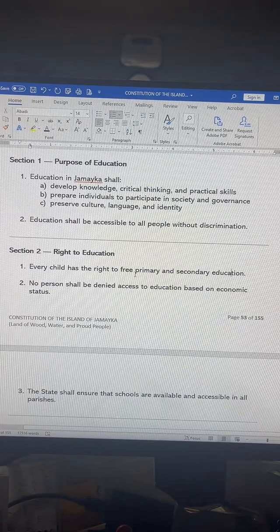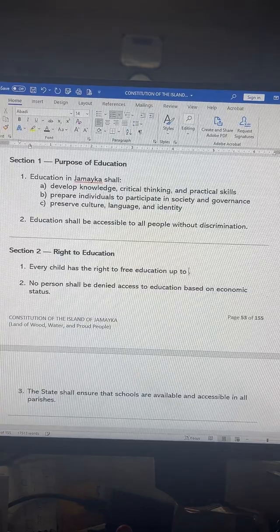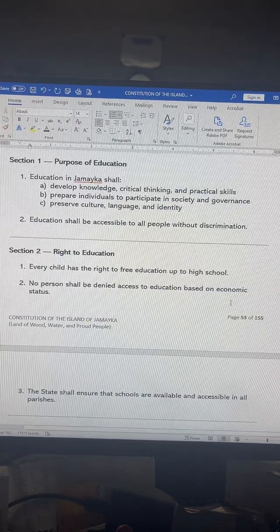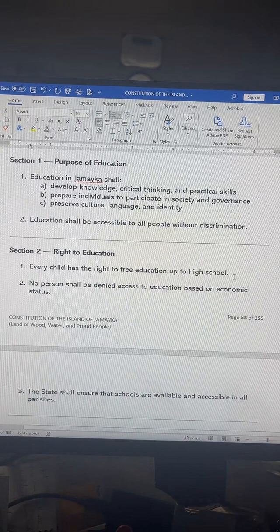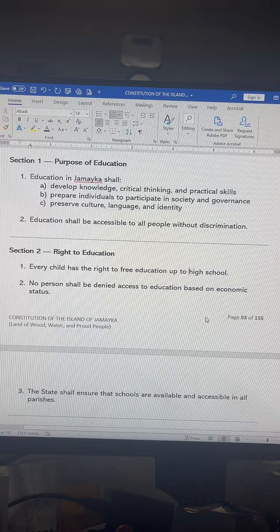So we can say every child has a right to free education up to high school. For now, we can say, all right, at least up to high school, you have free education. We can't leave it at the primary level. Because once the children leave primary school, what are they going to do at that age and with that basic level of intelligence? It's not enough. You need at least high school to be free.